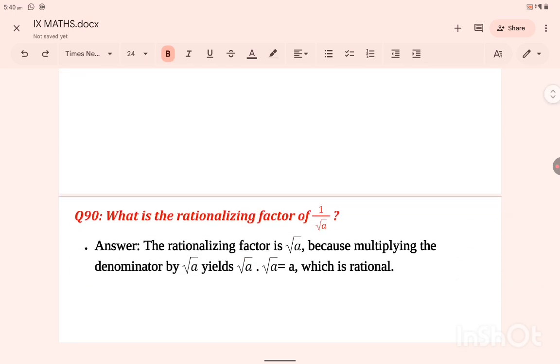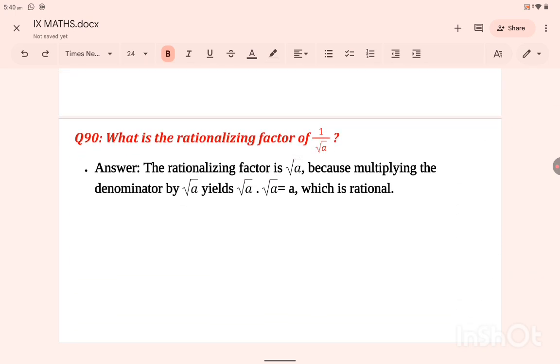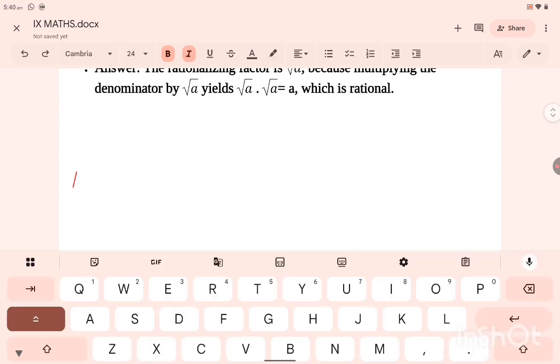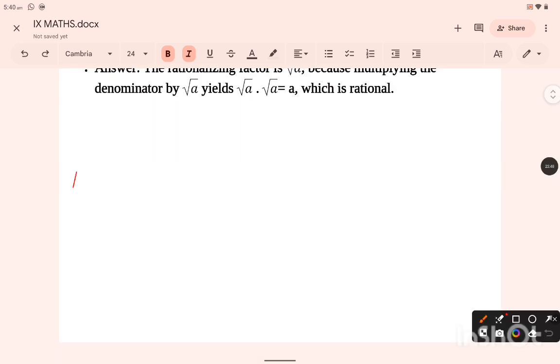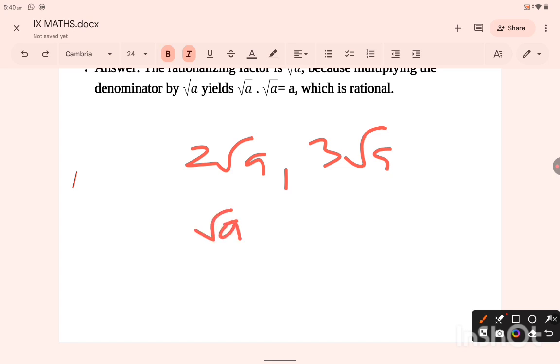Right, next, question number 90. What is the rationalizing factor of 1 by root a? The rationalizing factor of root a is equal to root a, 2 root a, 3 root a, root a by 2, root a by 3, and so on. All these are rationalizing factors of root a.